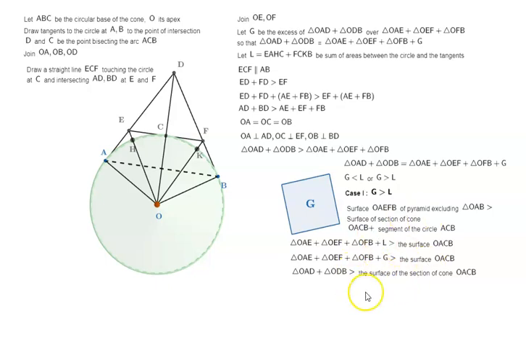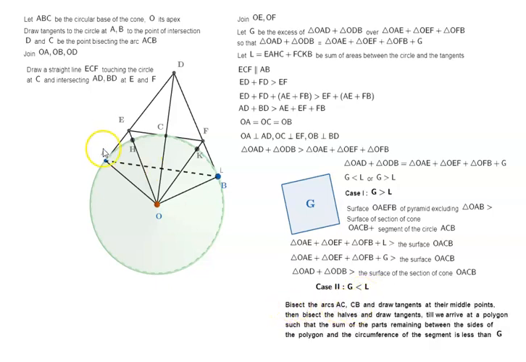So that was our first part, because this is what we had to prove, that the triangle OAD plus triangle ODB is greater than the surface of the section of the cone OACB. Let us look at the other case. G is less than L.